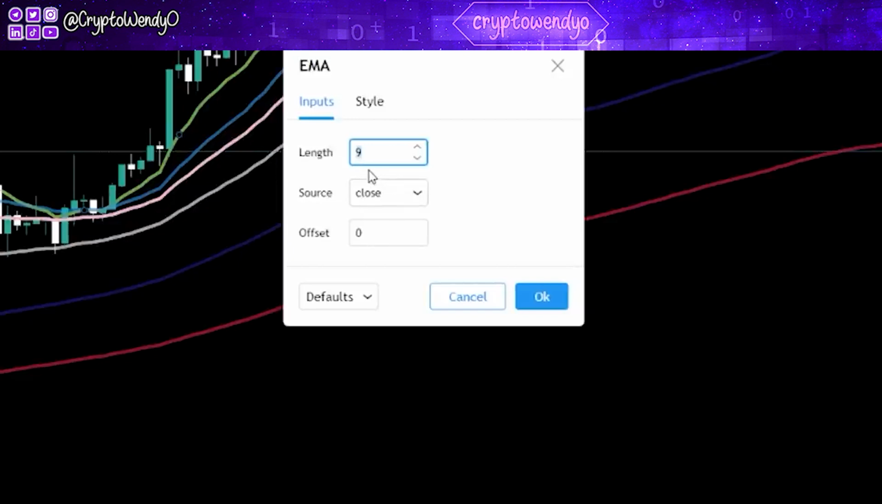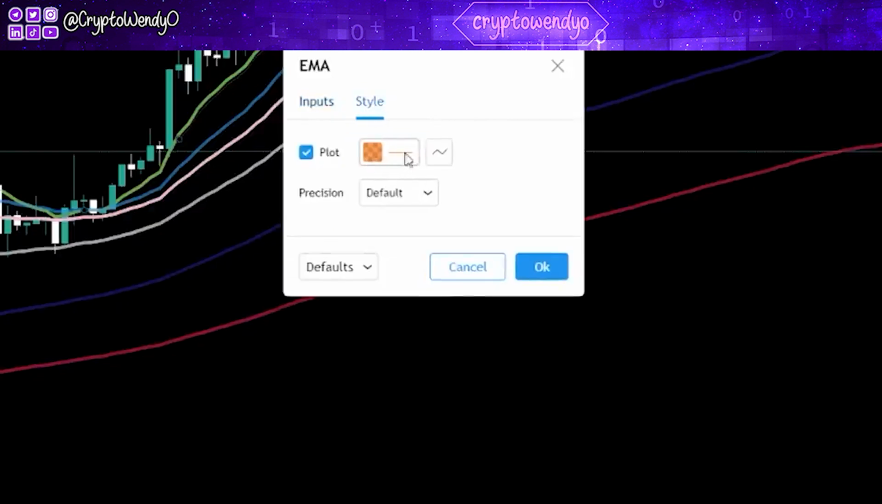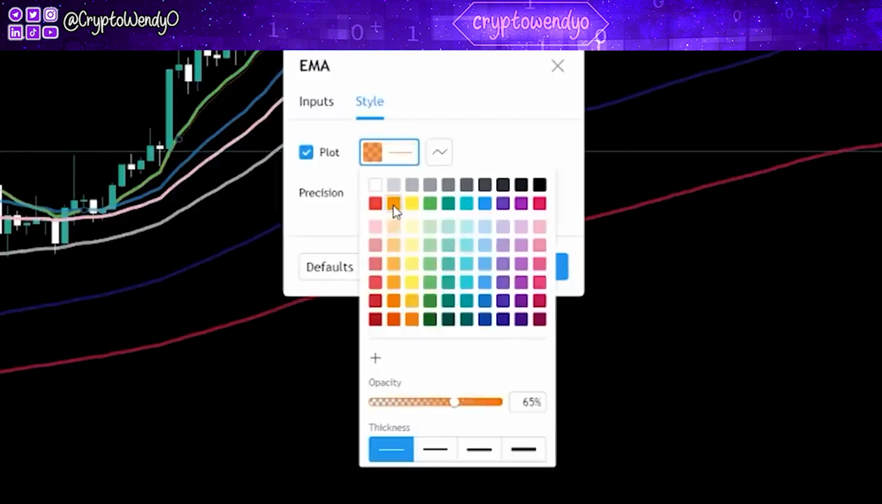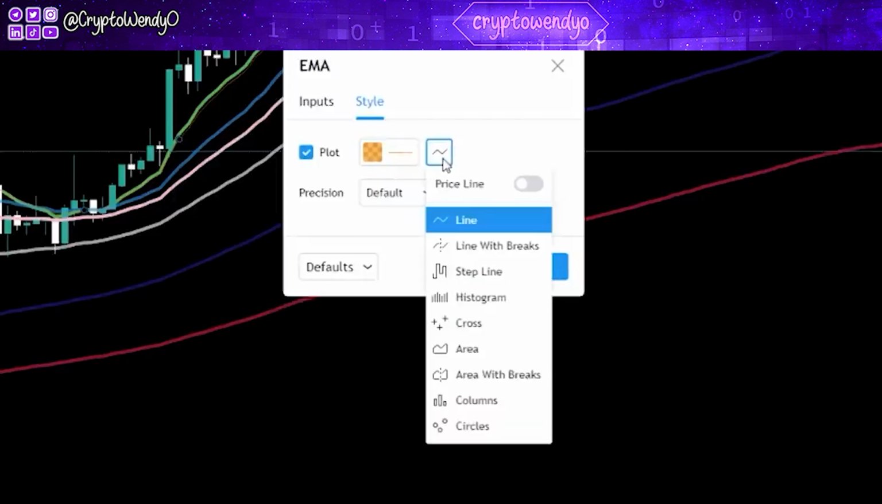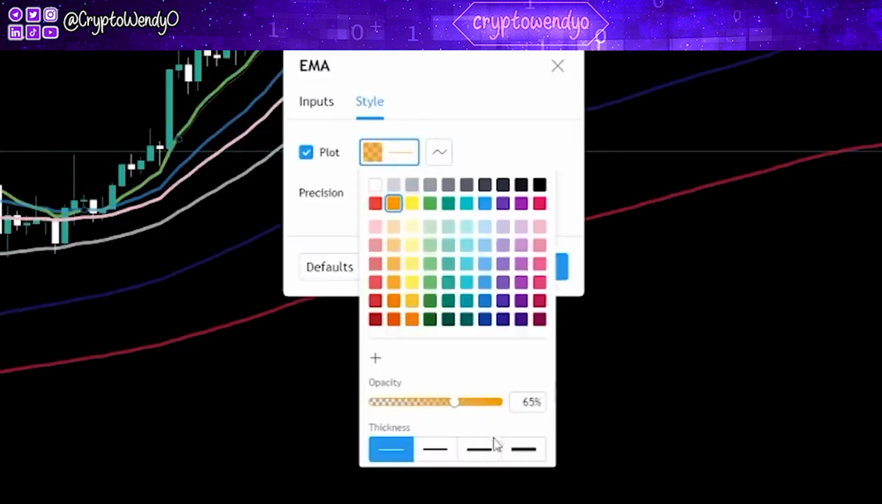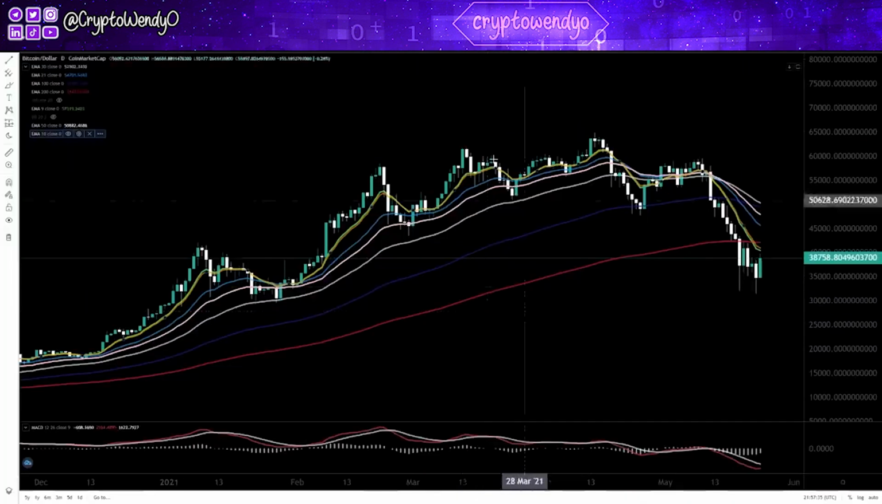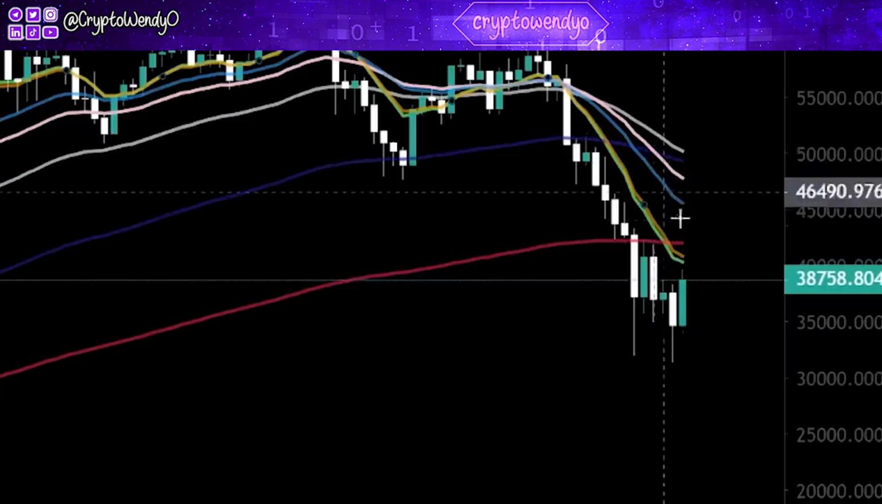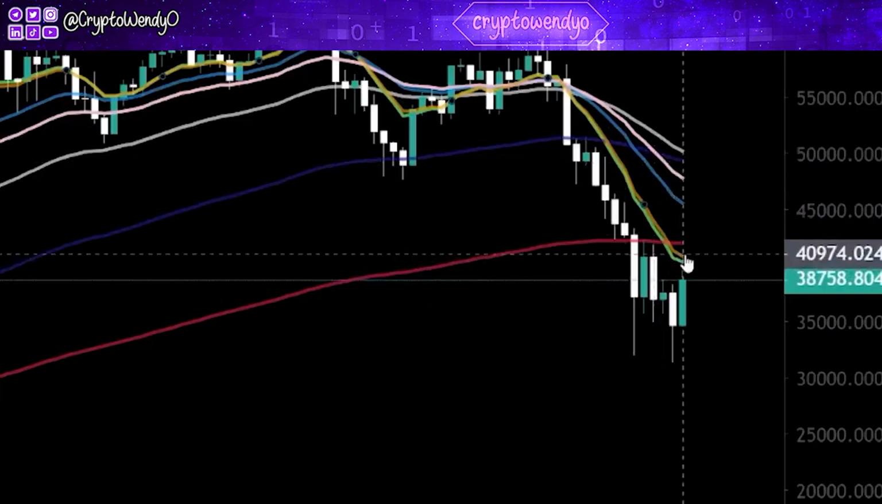For example, let's say you want to use the 10-day moving average. You're just going to type 10 in. Then take a look at style. Make sure the plot, which is the color of your moving average, is set. For the purposes of this video, we're going to click orange. As far as the line, you can change it accordingly, but we'll just use orange. I like to make my lines very, very thick, so we're going to make it thick. And then we're going to press OK. So this is the 10 moving average that we just added, which is very, very close to the 9 exponential moving average here.